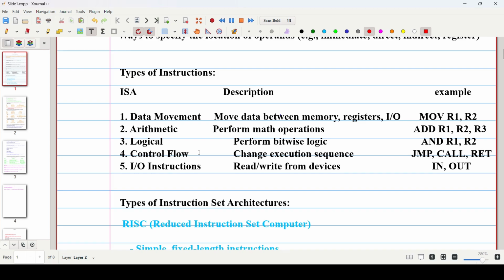The fourth one is control flow, which changes the execution sequence, meaning the sequence in which the CPU executes the instructions, like JMP, which means jump, CALL, and RET. The fifth one is input/output instructions, meaning reading from or writing to devices, like input and output.